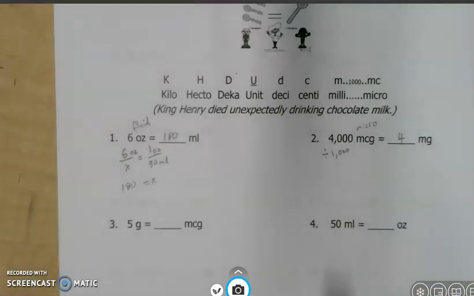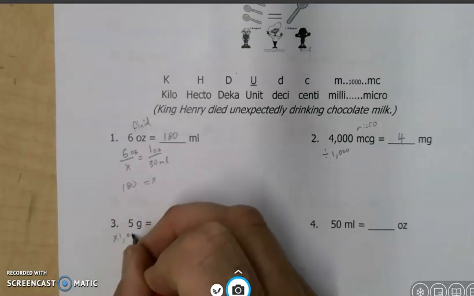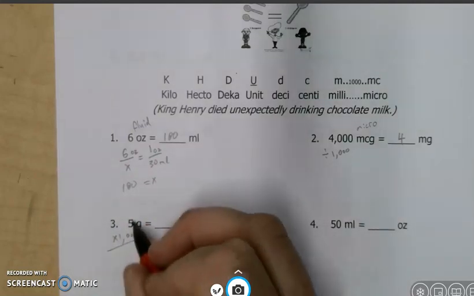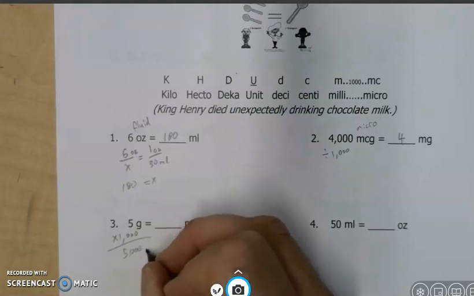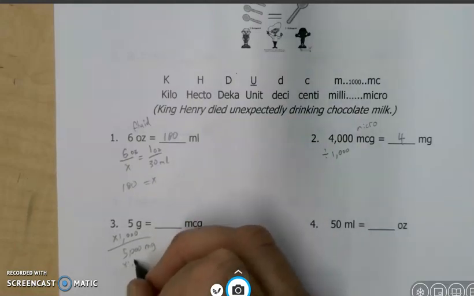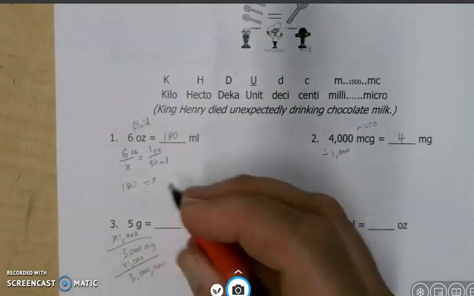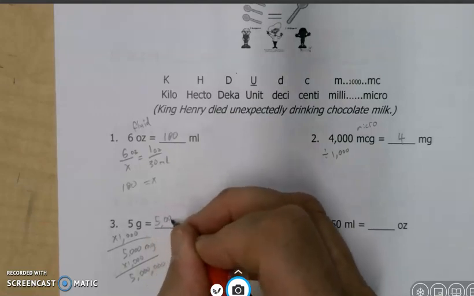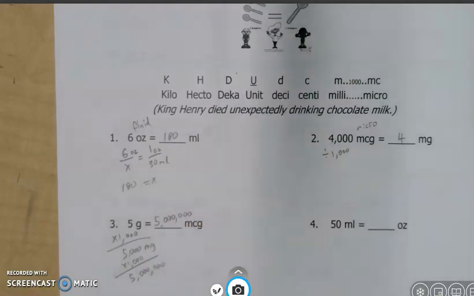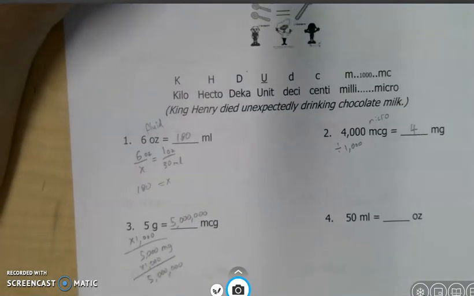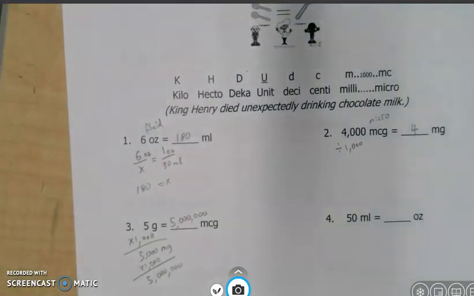So similarly, we have 5 grams. This is a microgram. In my mind, I probably would go to milligram first, so milligram looks bigger, times 1,000. So I have 5,000 milligrams times 1,000 again gives me the microgram. 5 million micrograms. That's a lot, huh? 5 million. So multiplying and dividing by tens, hundreds, thousands is adding zeros, taking away zeros, moving decimals left or right.